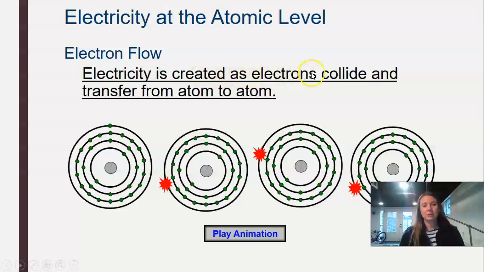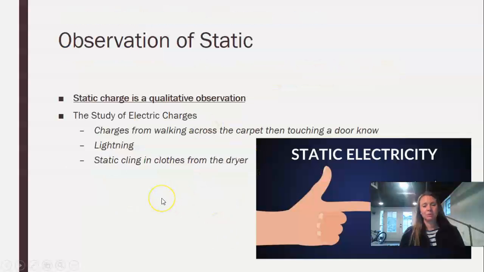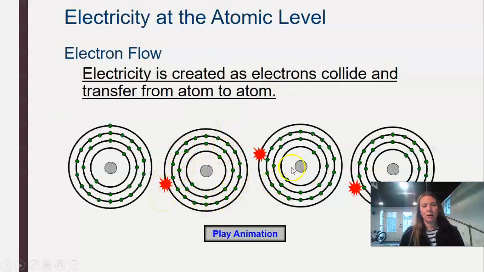Electricity is created as electrons collide and transfer from atom to atom, meaning that as they move around, they collide and create almost like a static spark. If you've ever taken a balloon and rubbed it against your head and then tried to put it on the wall, or if you are wearing socks and you scoot across the carpet and then get behind someone and try to shock them, you are charging. You're allowing those electrons to gain positive charges from the protons, because you're smashing them together, causing them to release some energy, and then you touch someone and shock them.